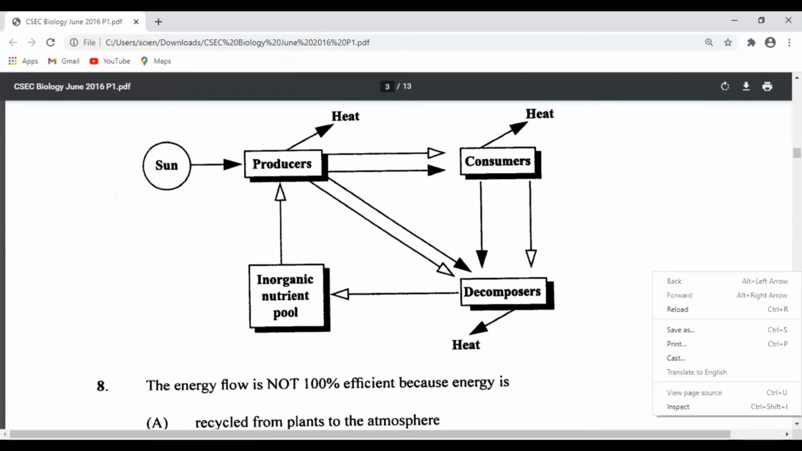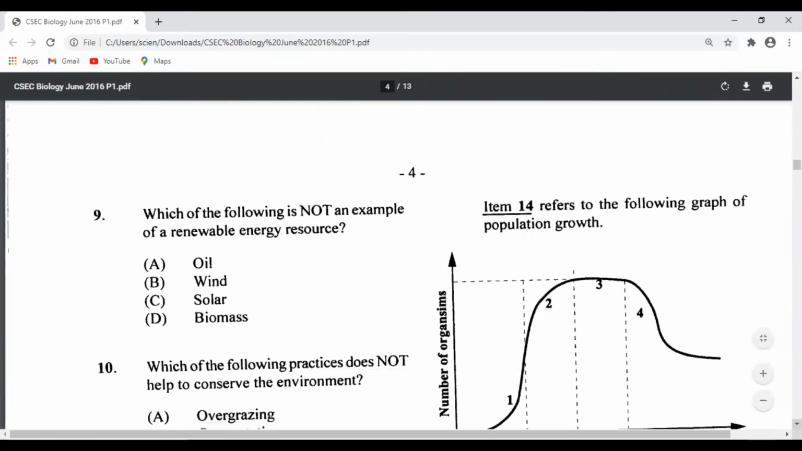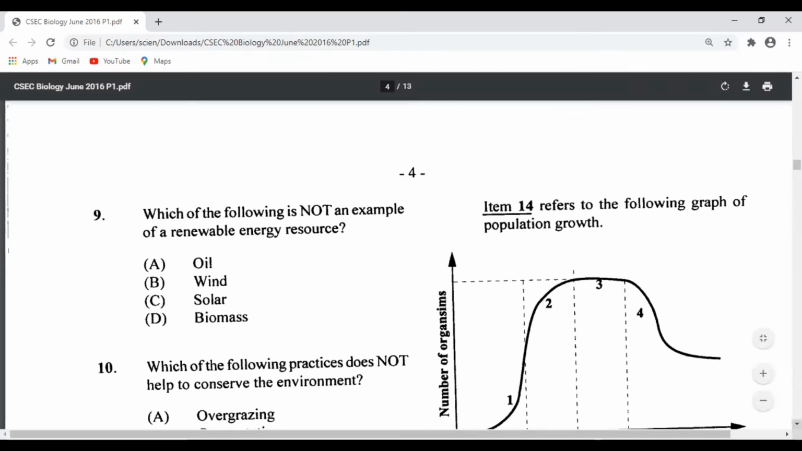So question 9. Which of the following is not an example of a renewable energy resource? We have A, oil; B, wind; C, solar; D, biomass. We're looking for renewable energy, something that can be reproduced. Oil would not be renewable, it would be non-renewable, because once the oil is used up, that's it. So that would be A. Number 9 is A.